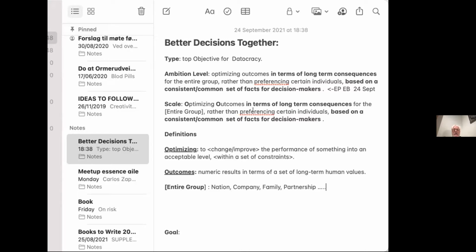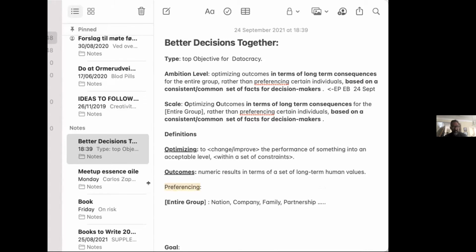Okay. Now, let's take the word preferencing and define preferencing. Anybody? Giving priority to. Giving power to. Yeah. Priority. Good enough for a moment. And how are you, Ernie? You use the word priority.